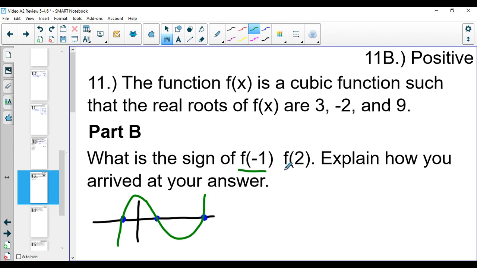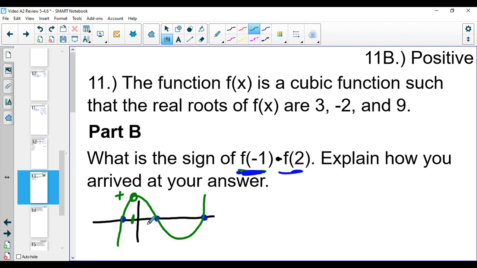We're looking for the sign of f of negative 1 times f of 2. Did I say f minus 1? It's f of negative 1. My bad there. All right, so what do we do here? So negative 1, that's going to be right here. Let me do this in green so it stands out. So negative 1 would be right there, which means f of negative 1, the function's right there. Now, we don't know what that number is, but we know the sign's going to be positive.